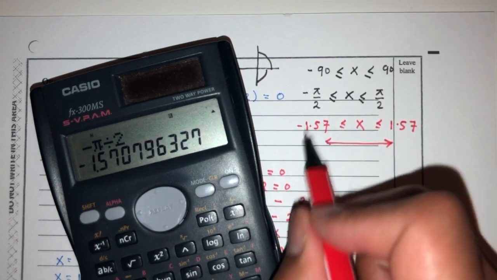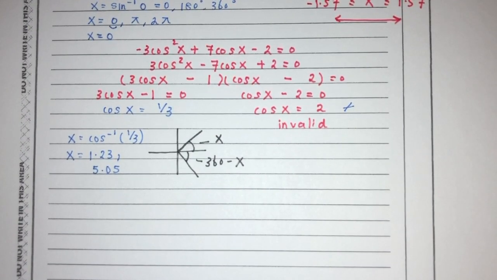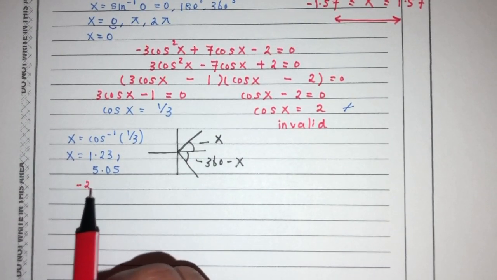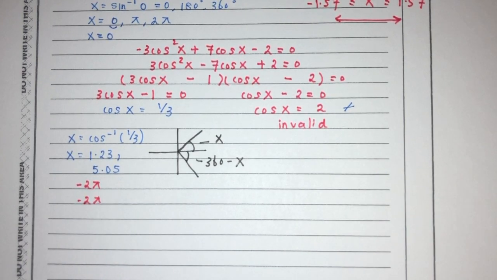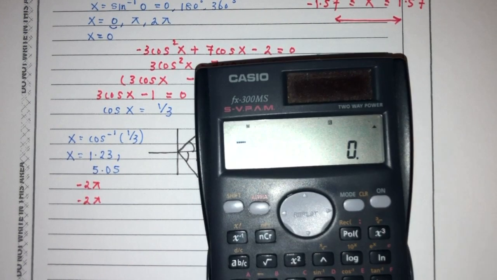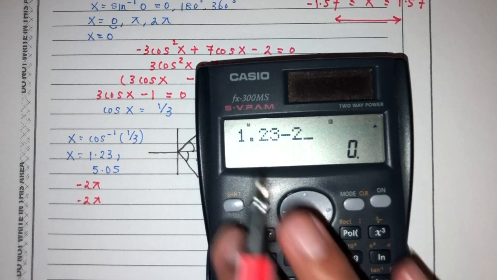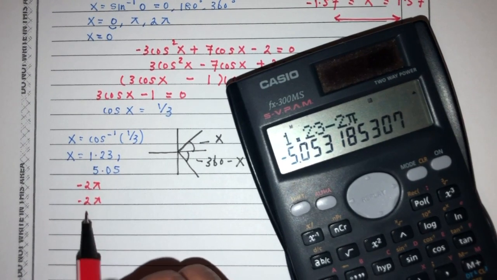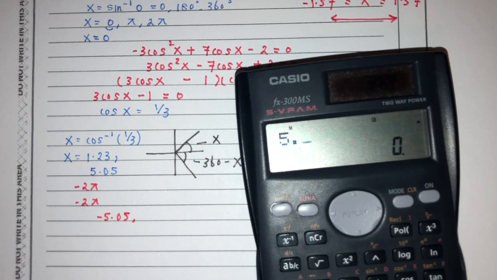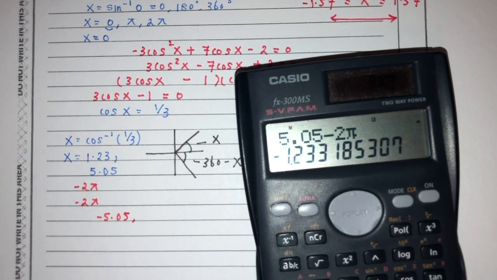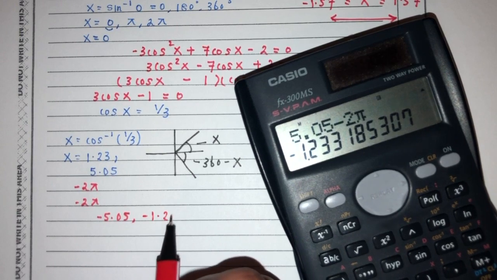Now because here we have negative values, we have to try and see what are the possible values that we may have. So let's minus 2 pi from each of those answers. Let's see what we can get. That will be 1.23 minus 2 pi, which will give me minus 5.05, and then also we have 5.05 minus 2 pi, which will give me minus 1.23.